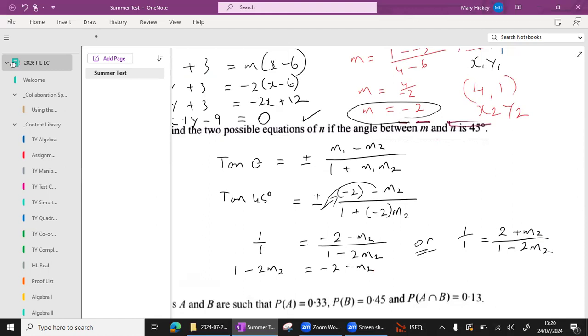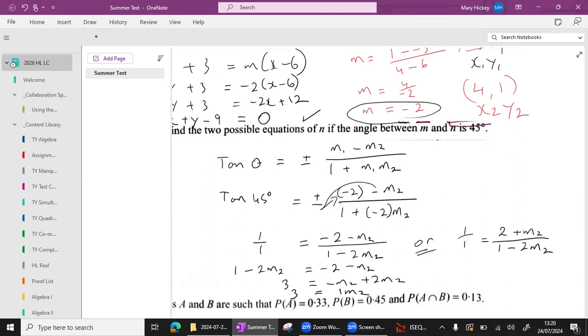So we group it together. So if we group it together, we have 1 plus 2, so we have 3 on this side, minus m2 plus 2m2. So that's just 1m2. So one of the slopes is 3. One possibility of the slope of n is 3.